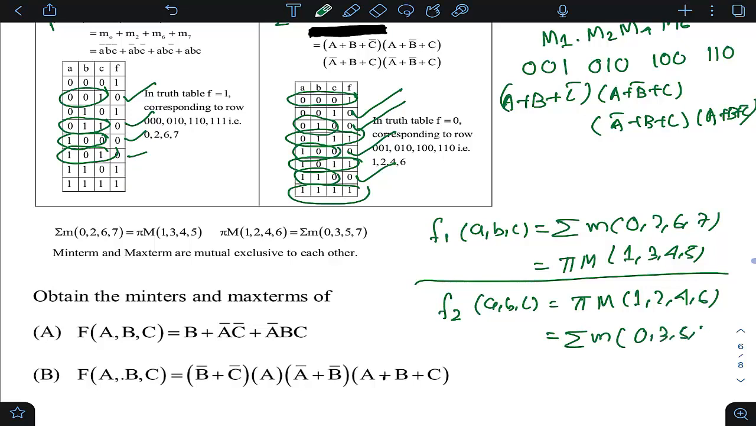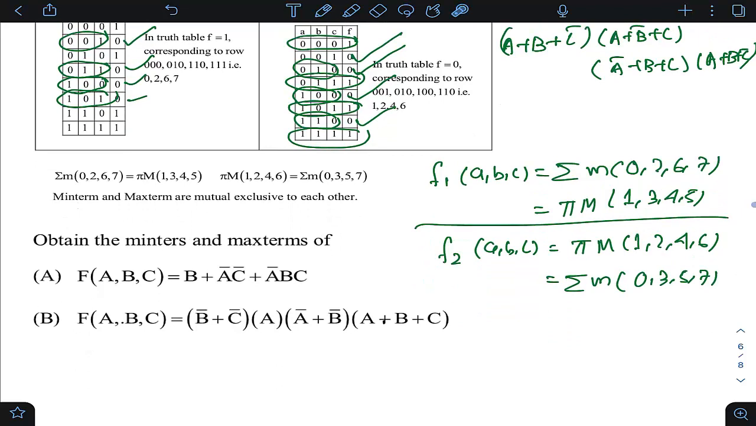So here one important statement we always make use of is that Minterms and Maxterms are mutually exclusive to each other. What is the meaning of it? Those numbers which come in the Minterm list will not come in the Maxterm list, and those which come in the Maxterm list won't come in the Minterm list. Suppose I am saying that 4 is a Minterm of a function, that means 4 cannot be a Maxterm. So Minterm and Maxterm of the same index are always mutually exclusive to each other. This is the point I have written.